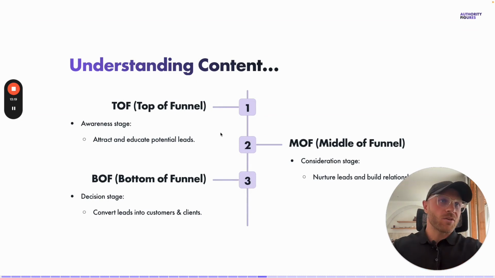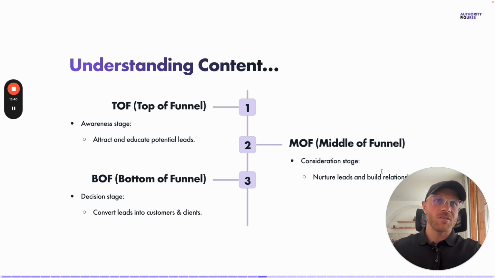We can look at the customer journey, but to make it simpler, we can just look at these 3 types of content. We've got top of funnel content, middle of funnel content, and bottom of funnel content, and they all serve a purpose. For example, top of funnel content is the awareness stage. So you want to attract and educate potential clients.